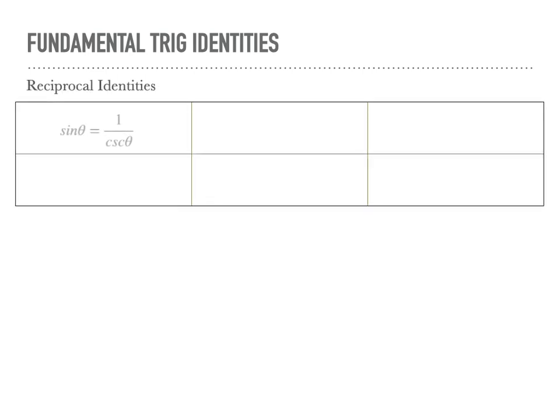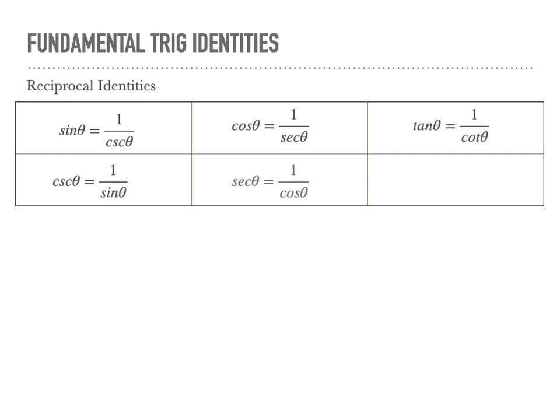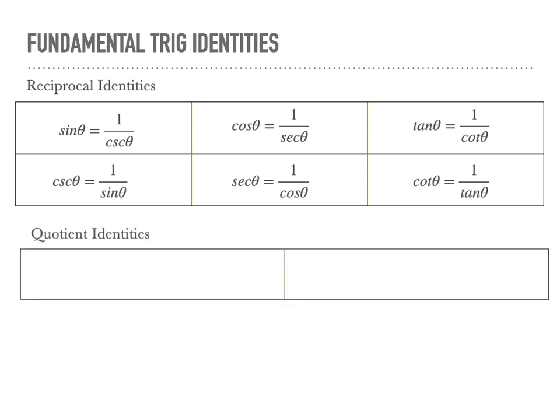First, we have sine of theta equals 1 over cosecant of theta. Then we have cosine of theta equals 1 over secant of theta, and tangent theta equals 1 over cotangent of theta. And these are reciprocals of each other, so the same thing goes for cosecant of theta, which is equal to 1 over sine theta. And we have the following two, which you can just read from the screen. As you can see, sine theta is a reciprocal of cosecant theta, cosine of theta is a reciprocal of secant theta, and tangent theta is a reciprocal of cotangent theta.